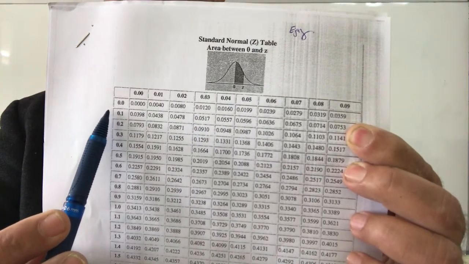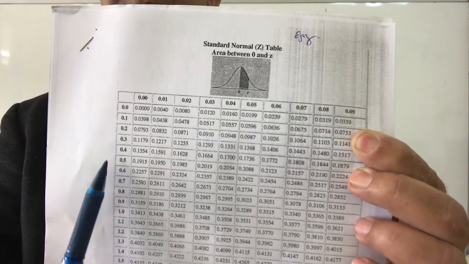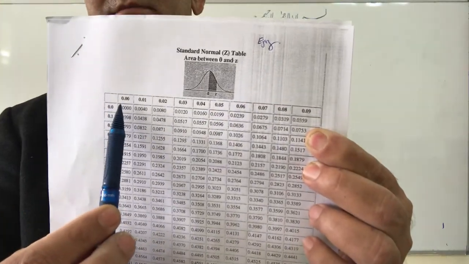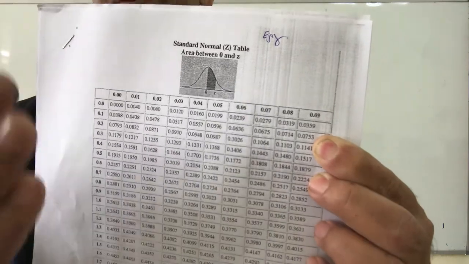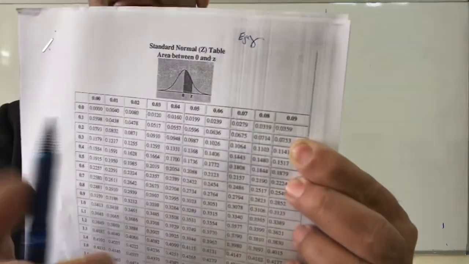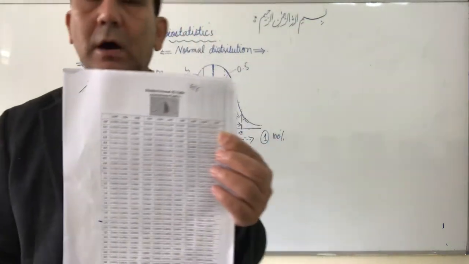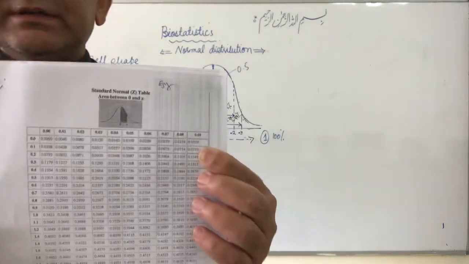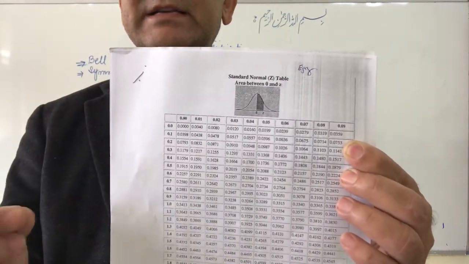It starts from 0.0, 0.1, 0.2, 0.3 and so on till 3. And in the column, the second decimal is written over here: 0.00, 0.01, 0.02, 0.03, 0.04 and so on till 0.09. Now we said that within one standard deviation 68% of the data lies.